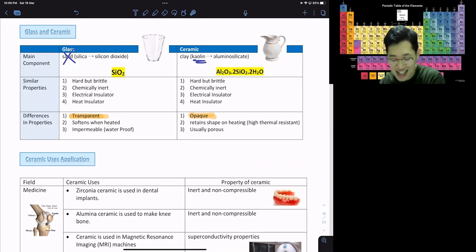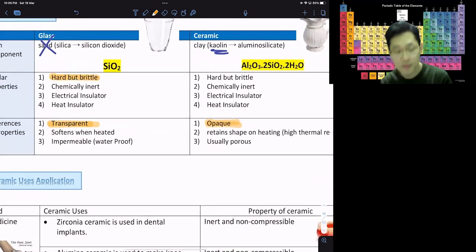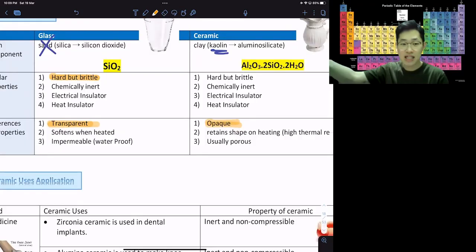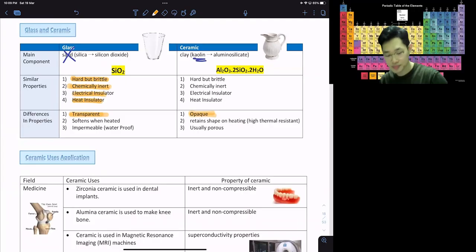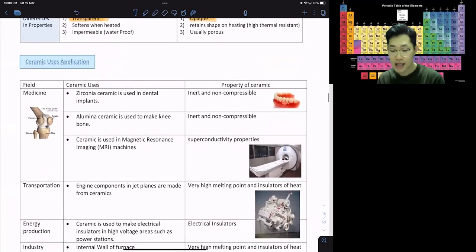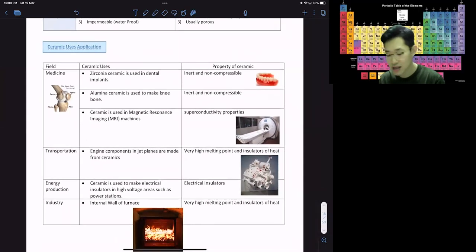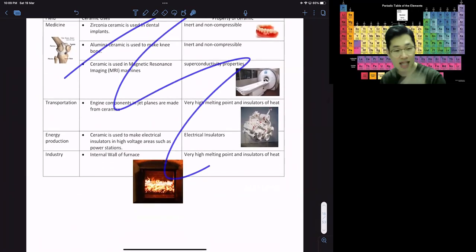Okay, here, similarities is in terms of their property. Both are hard but brittle. That means they are very hard, but they break very easily. Chemically inert, just like plastic. Electrical and heat insulator, just like that. And then uses of ceramic, this one are not very important, common sense.